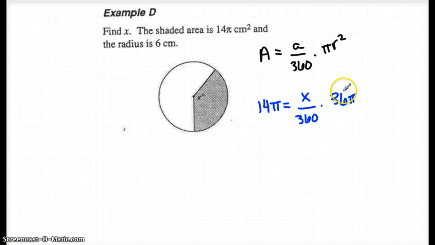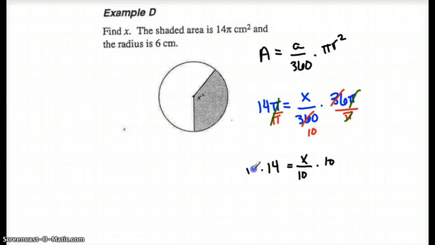We can do a little bit of simplification here. 36 goes into 360 10 times. And if you divide by pi on both sides of this equation, then those pi's are actually going to cancel out with each other. And so we're left then with 14 is equal to x over 10. So to complete this equation, we multiply both sides by 10. And so clearly the measure of the central angle must be 140 degrees.